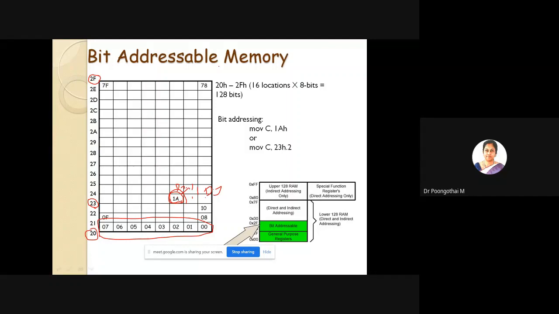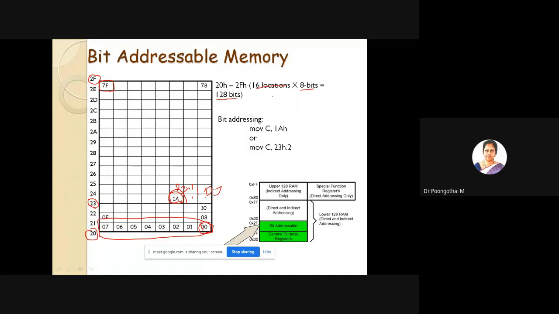The addresses of the individual bits range from 00 to 7F. So every bit is associated with one 8-bit address. Is it clear? This entire area is called the bit addressable area. Totally, there are 16 locations. Each location size is 8 bits. So 16 locations times 8 bits gives totally 128 bits.